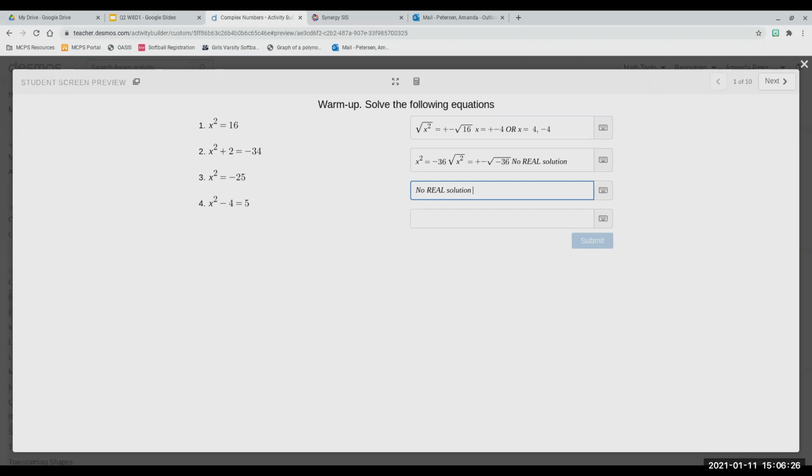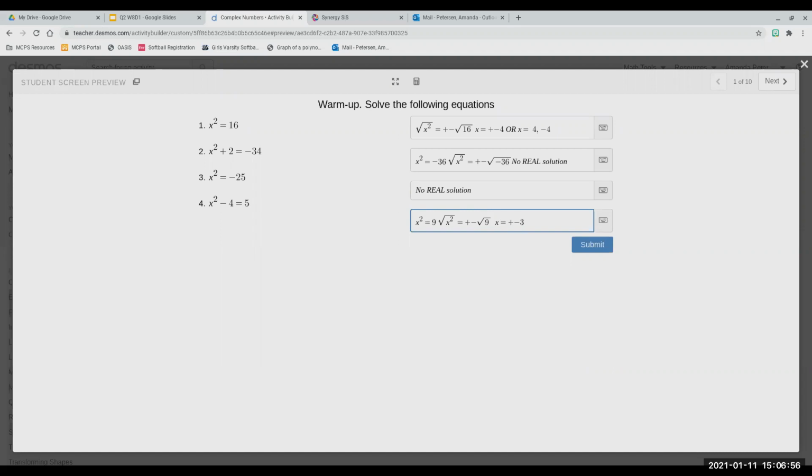The 4th problem, we get x squared minus 4 equals 5. Well, I'm going to add 4 to both sides, and I get 9. Square root both sides. Don't forget plus or minus. And we get x equals plus or minus 3.